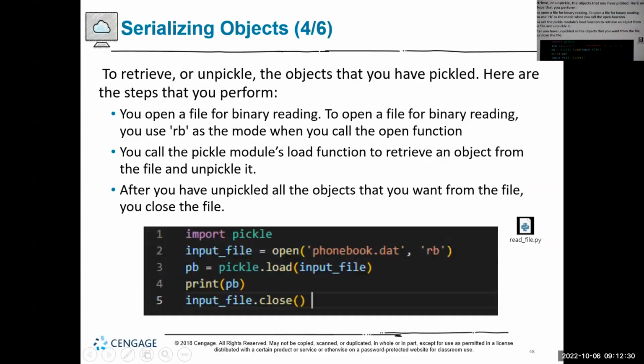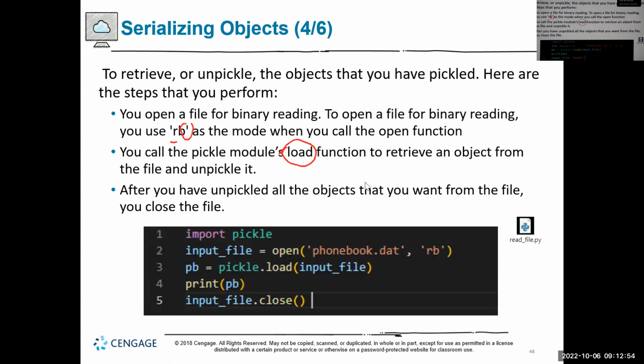So to retrieve or unpickle the object, you have the pickle. Here's the step. Again, you open the file. The file you already stored is the file in binary reading. Open the file for binary reading. You use the RB here. Again, R is reading, and B is the binary file. Add the mode when you call the open function, and you call the pickle module.